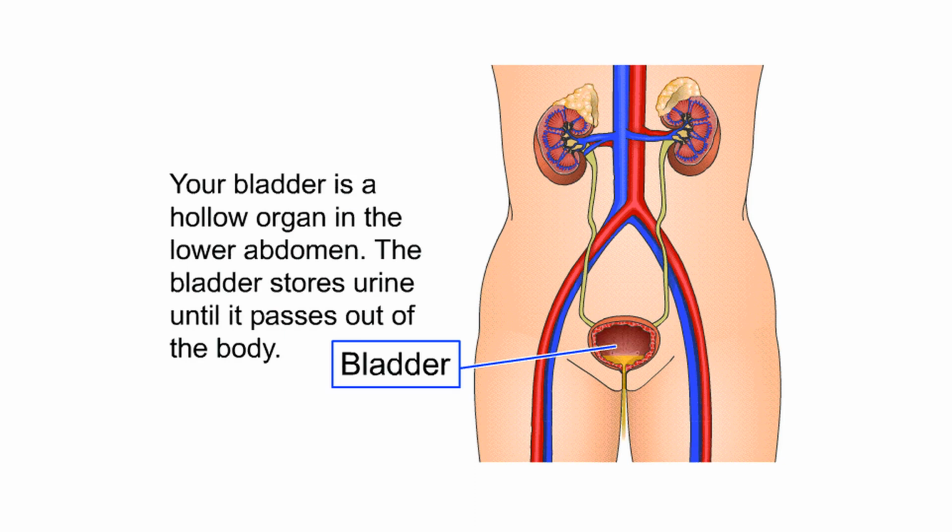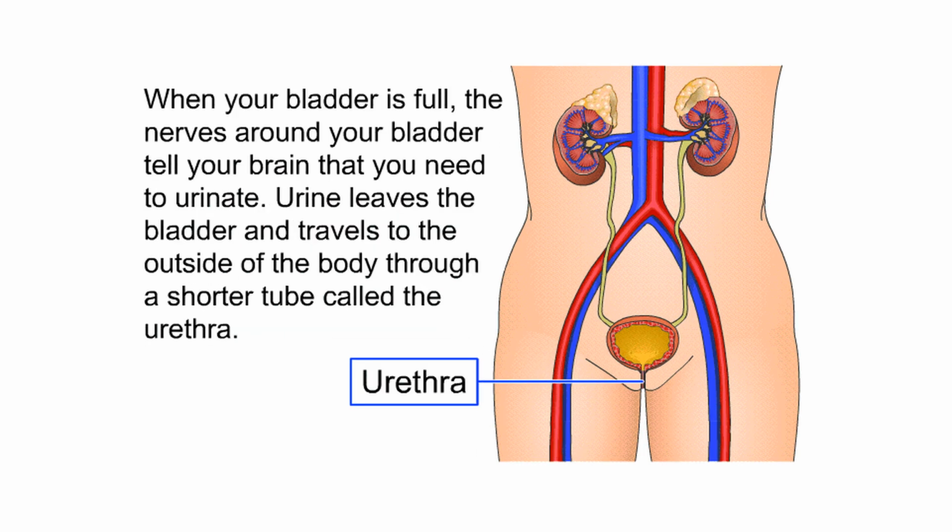Your bladder is a hollow organ in the lower abdomen. The bladder stores urine until it passes out of the body. When your bladder is full, the nerves around your bladder tell your brain that you need to urinate. Urine leaves the bladder and travels to the outside of the body through a shorter tube called the urethra.